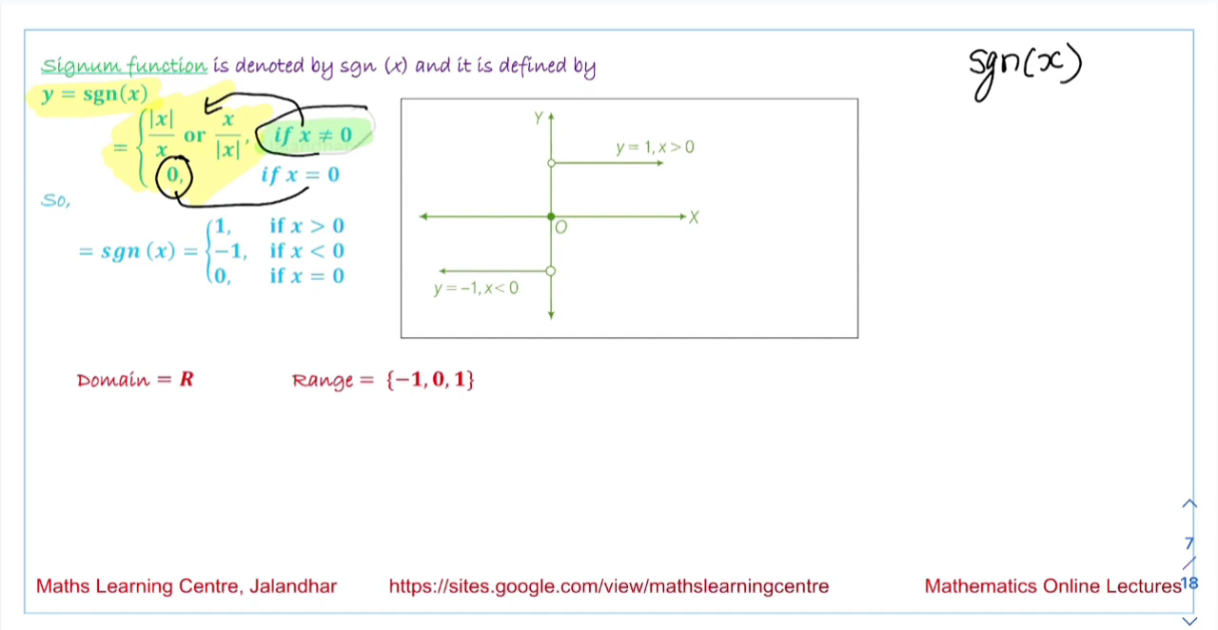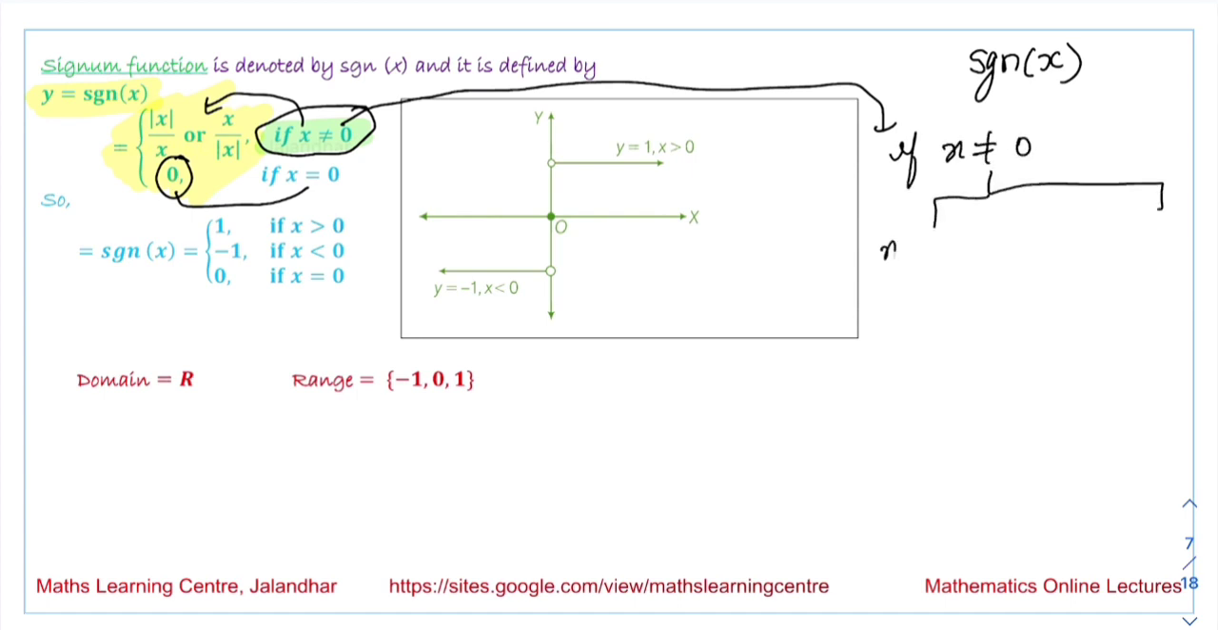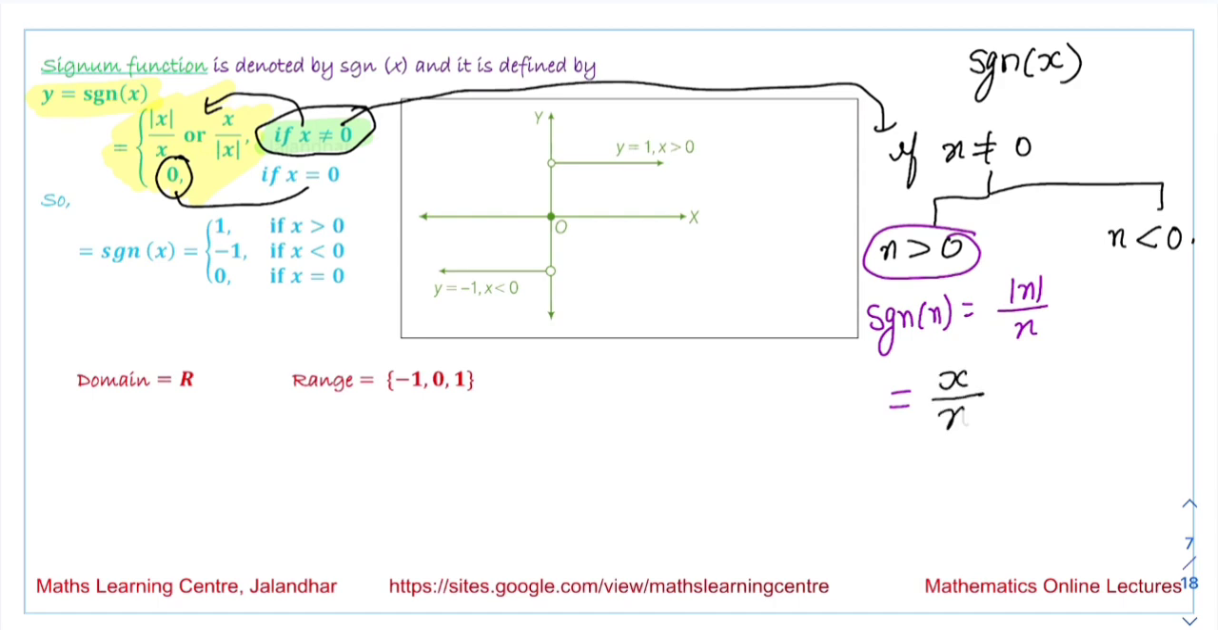Now this portion we are talking about, when x is not equal to 0, two cases arise. One is either x is greater than 0 or x is less than 0. In the first case, when x is greater than 0, the definition says sgn of x is equal to mod x over x, or you can write x over mod x. So what is the value over here? When x is greater than 0, mod x is equal to x, divided by x. The answer we are getting is equal to 1.